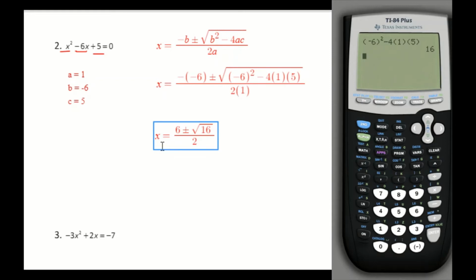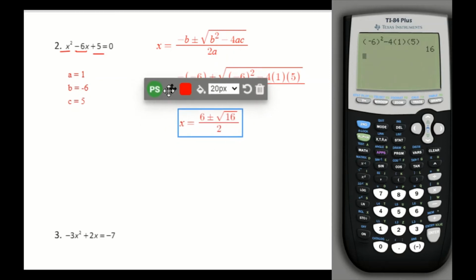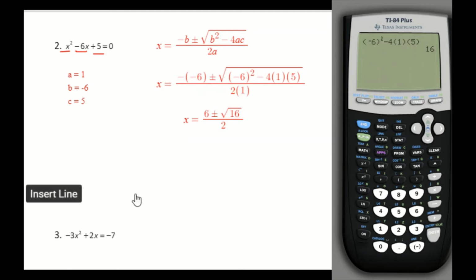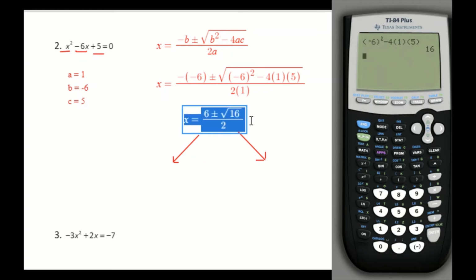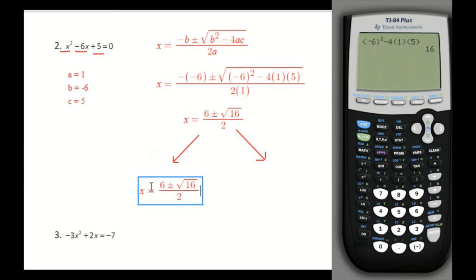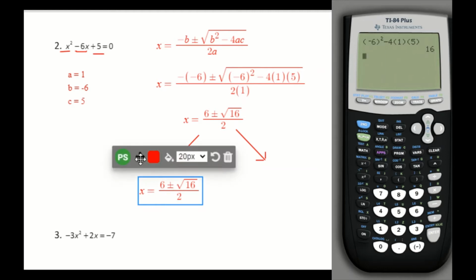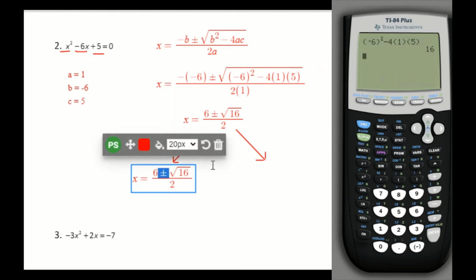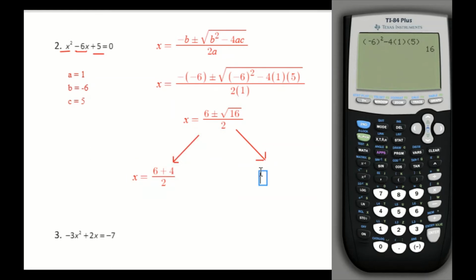So from here, we want to separate this out into 2 separate problems, or 2 separate solutions, rather. So I'm just going to take this and copy them over, except I'm going to change the square root of 16 to 4, and I'm going to change this to do the plus or minus separately. So 6 plus 4 over 2, and 6 minus 4 over 2.